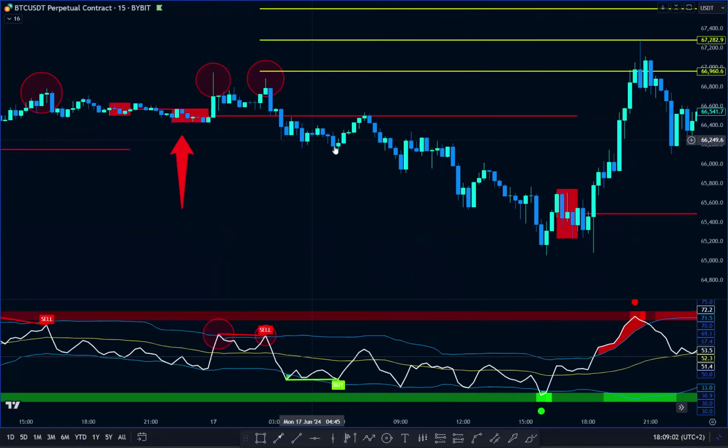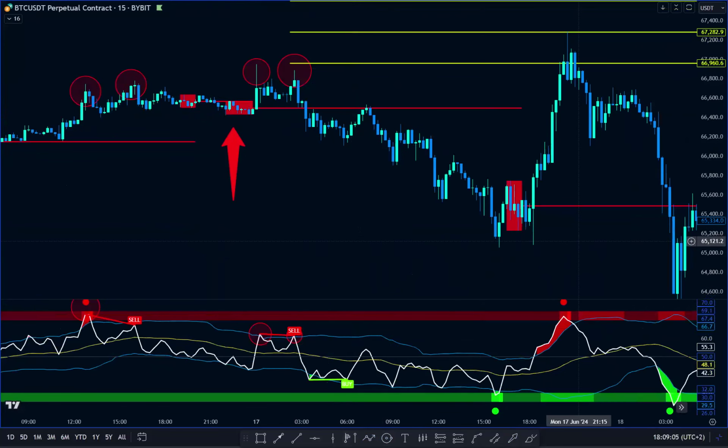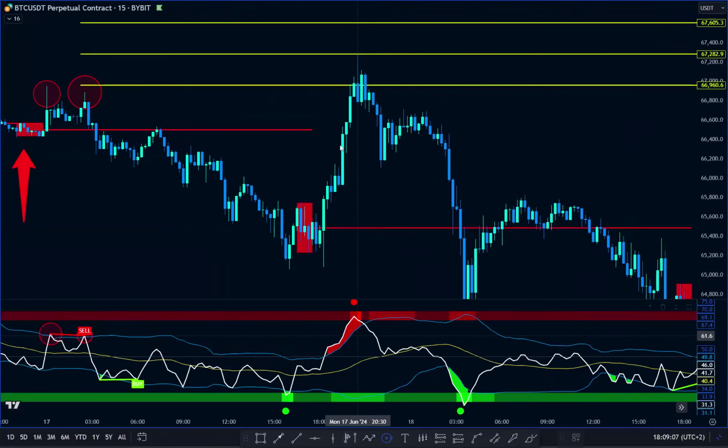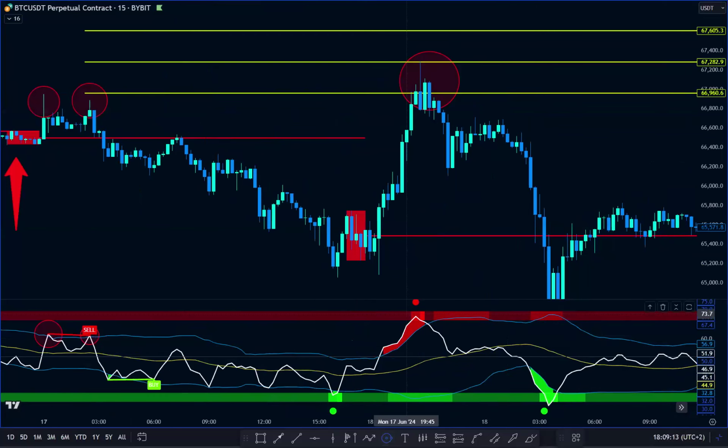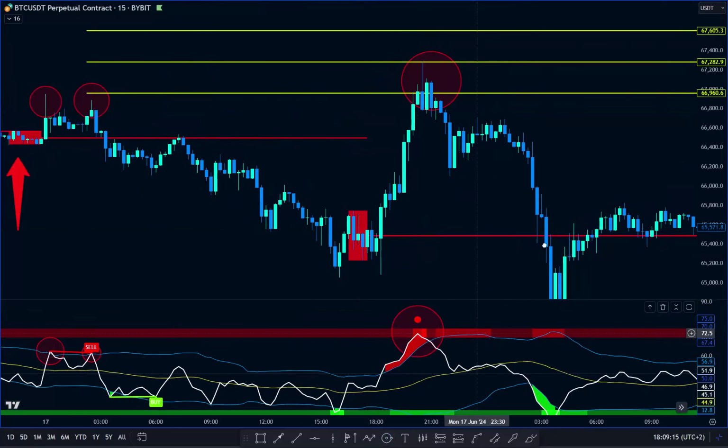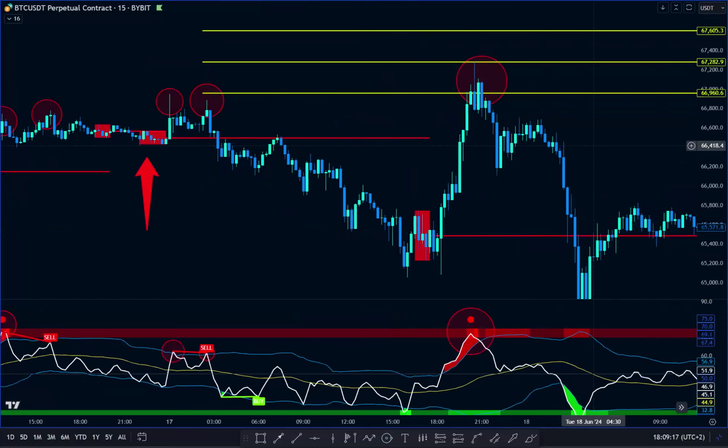And then you can see that we get a price drop again. Then price comes back up, taps into our pivot, finds resistance, drops again. And you can see this would have been our next entry. It'll just play over and over and over, guys.